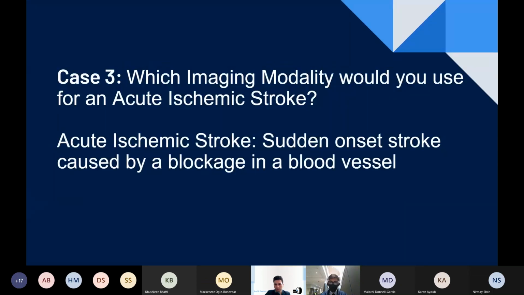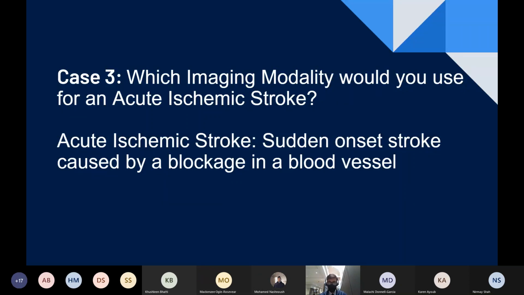And the last one we'll talk about, which is something that I'm definitely interested in, relates to neuroscience, is which imaging modality do you think you would use for an acute ischemic stroke? And so what that is, it's a sudden onset stroke caused by a blockage in the blood vessel, and we'll talk about it in context of the brain. So, for example, the middle cerebral artery or the carotid artery getting blocked, and all of a sudden the parts of the brain not having oxygen, and ischemia results. So, neurons start to die because they don't have enough oxygen to survive.